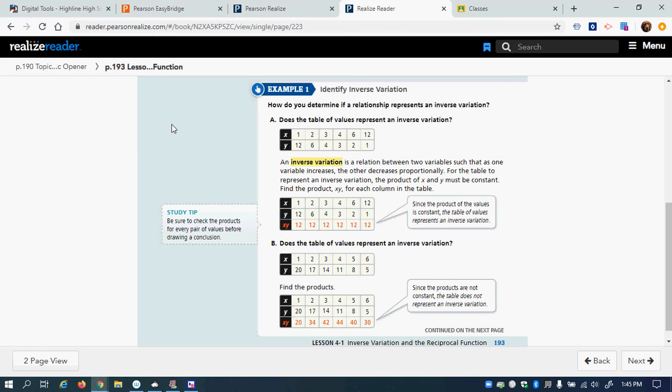Well, today we're going to start chapter 4, 4.1, and it is called, down at the bottom it says, inverse variation and the reciprocal function. This is on page 193, and let's take a look at the first example that they give you in the book. It says identify the variation. So how do you determine if a relationship represents an inverse variation? So let's go back and put something in our notes.